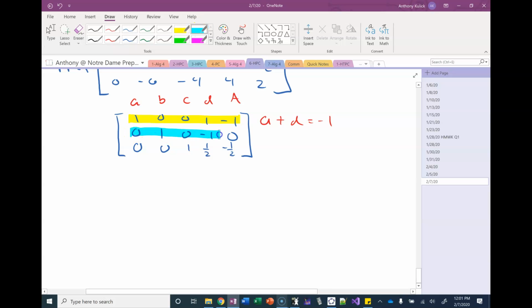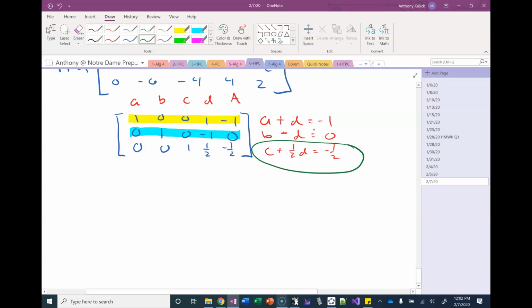Let's look at the next line. This says 0a plus 1b plus 0c minus d is equal to 0. Again, different planes, don't care about that. The last row, 0a plus 0b plus 1c plus a half d is equal to negative a half. C and D are parameters on the same plane. That's the equation that I want.